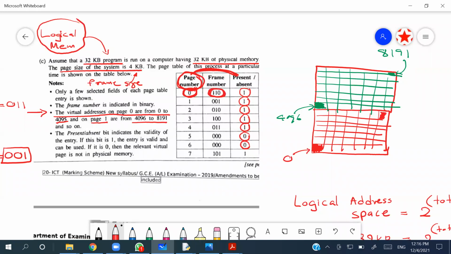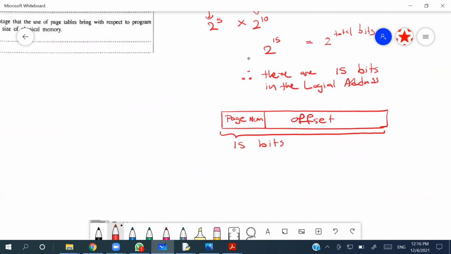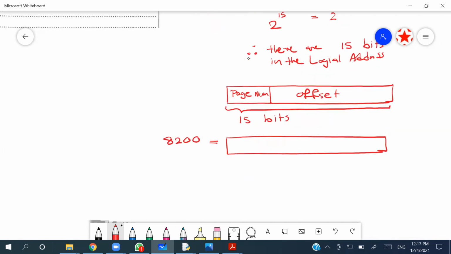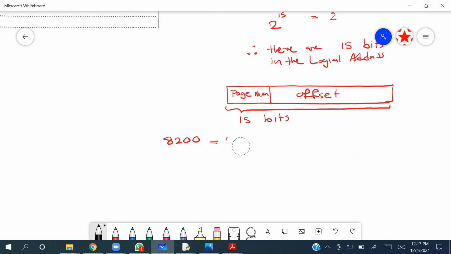To figure out the corresponding page number, we have to extract 8,200 and represent it using 15 bits. Then we have to leave out the offset part, right? Whatever is left will be considered as the page number. So when 8,200 is converted, how do we quickly get the binary of 8,200? We can consider the place values.